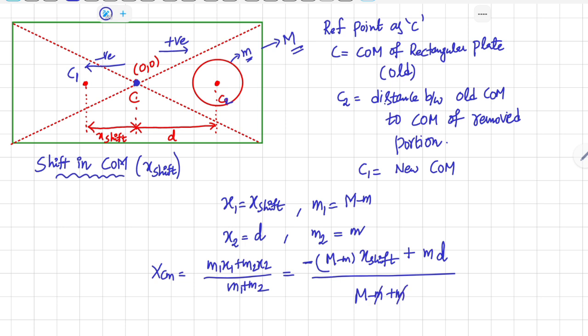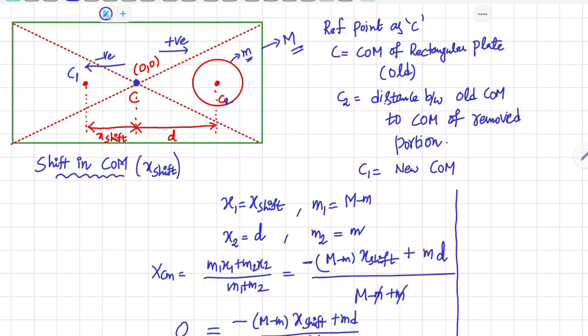Now xcm means we are considering the reference point as the origin. Is it right or not? Therefore it is 0. Now it is equal to m1. What is m1? Let me substitute the m1 value. Minus of capital M minus small m into x shift, plus m d by capital M, is equal to 0. Why is it 0? Because the reference point is the origin, or the center of mass is the origin.